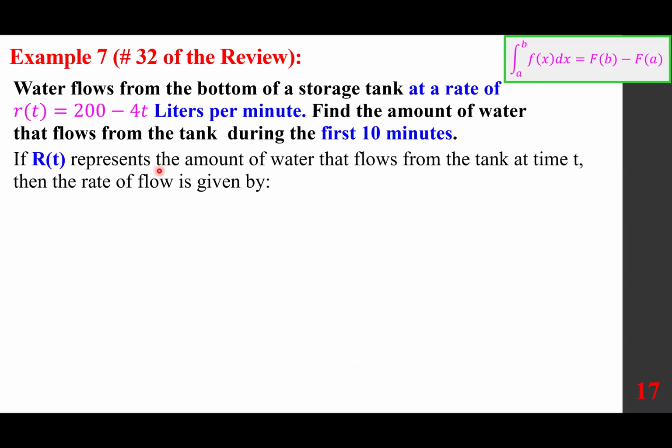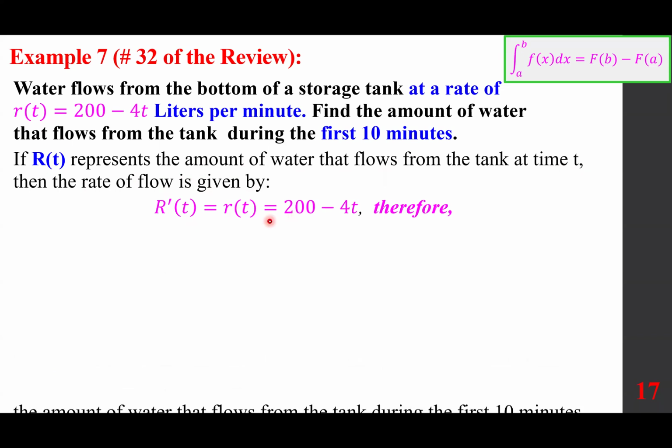If capital R of t represents the amount of water that flows from the tank at time t, then the rate of flow is given as capital R prime of t equals lowercase r of t, 200 minus 4t. That means this is the derivative of this function.